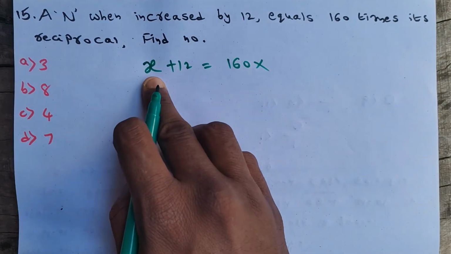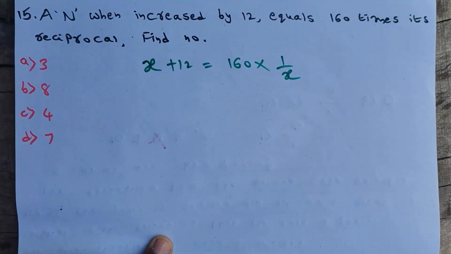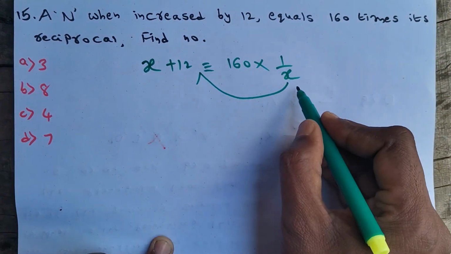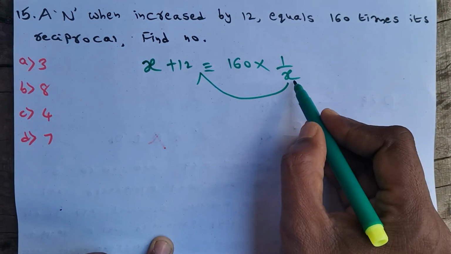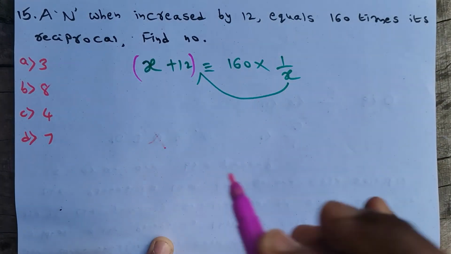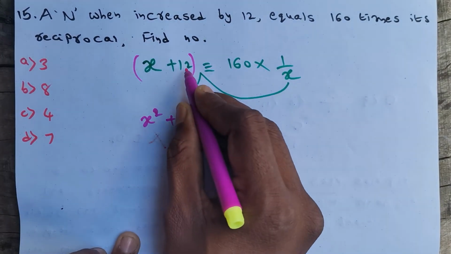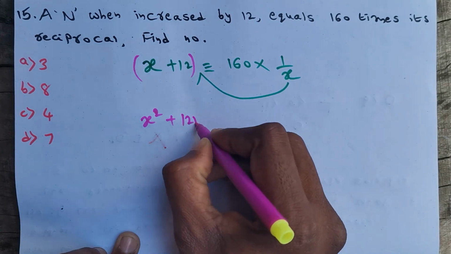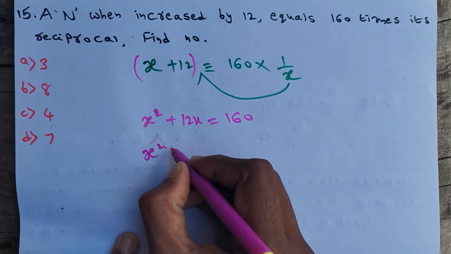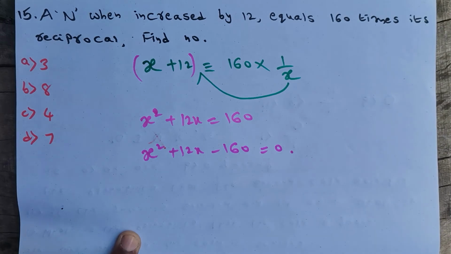So first I took it as x, then x reciprocal is 1 by x. This x, if I take to the left side, here it is division, so it will become multiplication. And x total we are taking to the left side, then x we need to multiply to the total left part. x into x is x square, plus 12 into x, 12x, is equal to 160. Now 160 also I will take to the left side, so we will get x square plus 12x minus 160 is equal to 0.